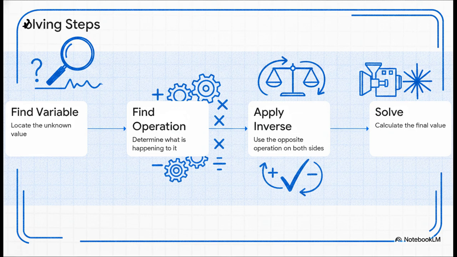It's a foolproof 4-step algorithm. Step 1, identify your variable. Step 2, identify the operation happening to it. Step 3, apply the exact inverse operation to both sides. And Step 4, calculate your final value.